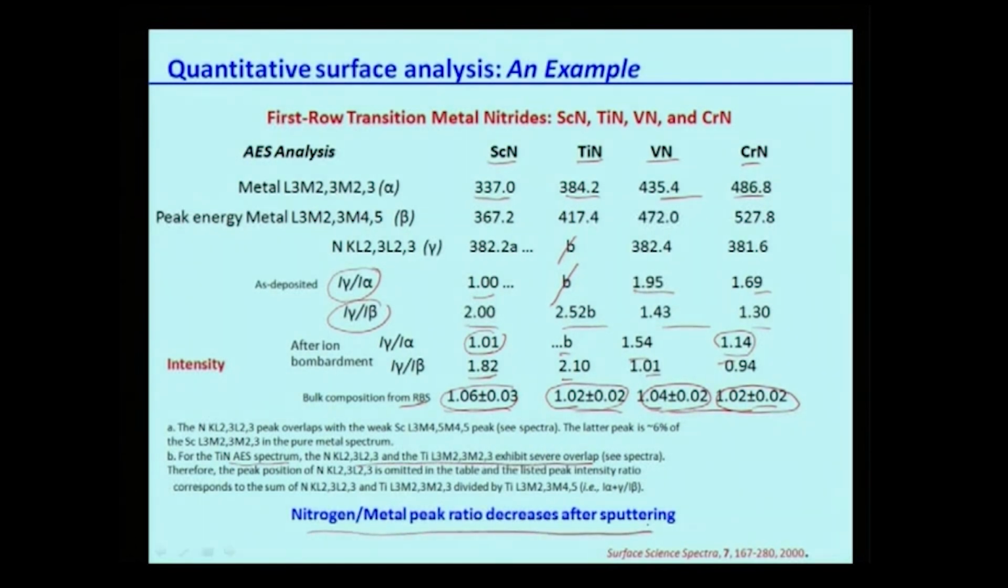The second important observation from this is that if you compare before bombardment and after bombardment, there is a change in the nitrogen to metal peak ratio. This is the nitrogen to metal peak ratio, I gamma by I alpha. This peak ratio actually decreases after sputtering. That is what you see here: from 2 it becomes 1.82, 2.5 becomes 2.1, 1.4 becomes 1.01, 1.3 becomes 0.94. That is clear, because nitrogen actually gets removed during sputtering, as it is a light element. So many times sputtering is bad. That is why it is better to do this analysis in vacuum without any sputtering.